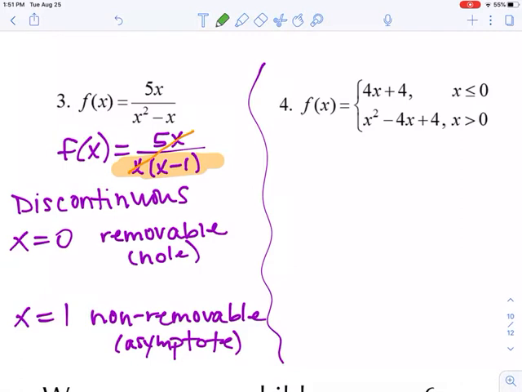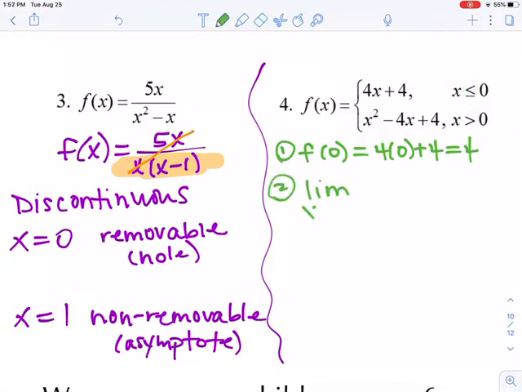Okay, and then number 4 is our last continuity example, and then we'll talk about the intermediate value theorem. So, if we have a piecewise function, what are we going to be nervous about in terms of continuity? We're going to be nervous about the break in the domain, okay? So first of all, stipulation number 1, our function value. Here's our equality. We're plugging 0 in here.